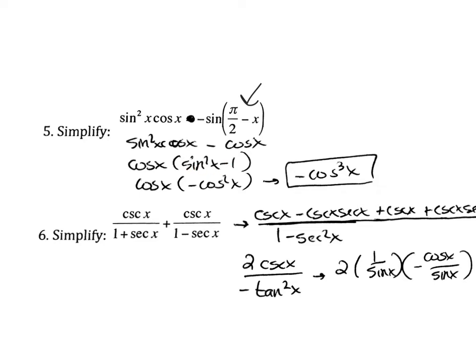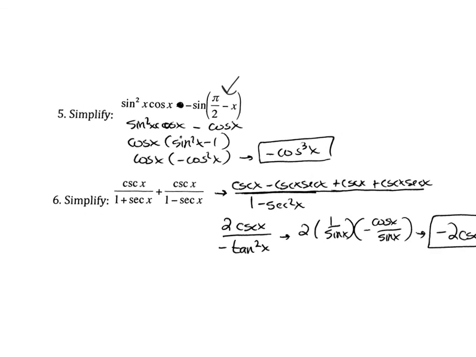Now, 1 minus sine squared is cosine squared. So because they wrote it backwards, it's really the opposite. So it's the opposite of cosine squared, which is negative cosine squared. Multiply those together and get negative cosine cubed.